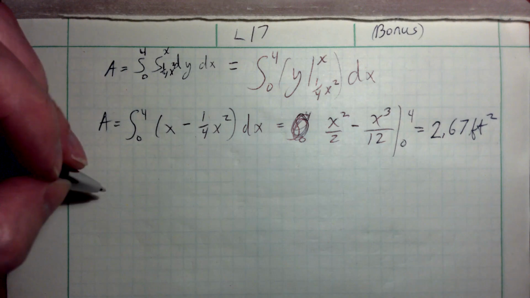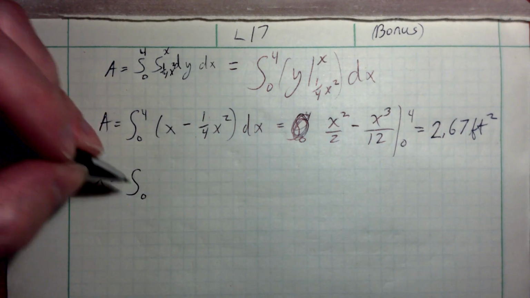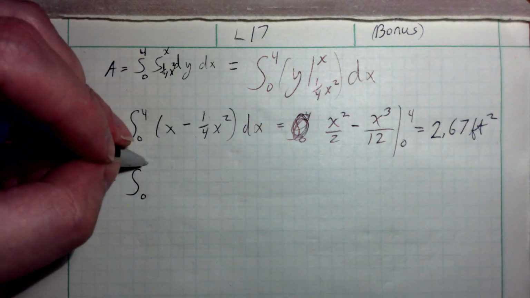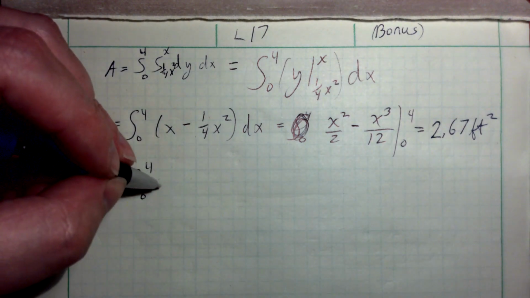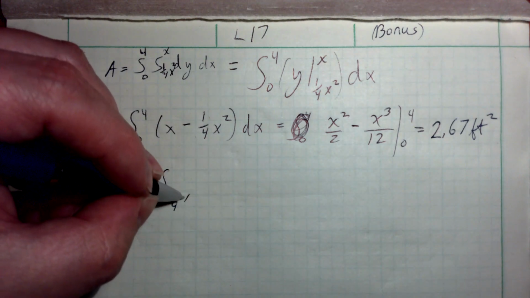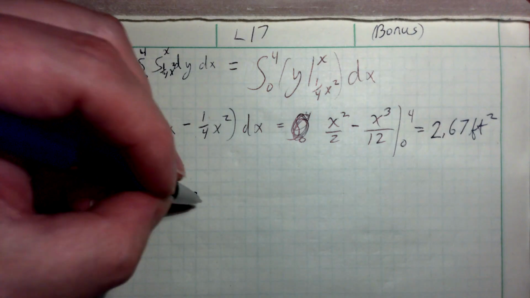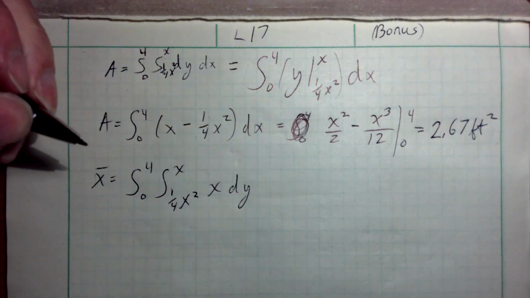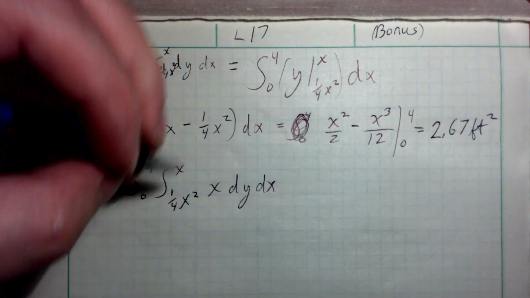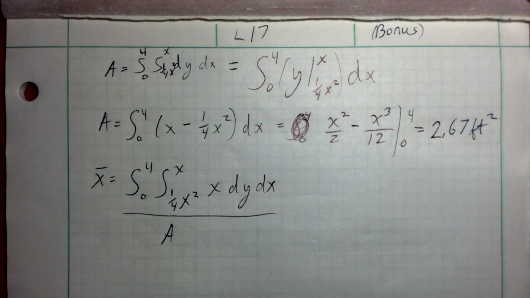All right, so remember, x bar then is going to be the integral with the same limits as what you saw in the area, 0 to 4, my x limits. The y limits are going to go between the two y functions, from 1/4 x squared up to x. I'm going to integrate x first with respect to y and then with respect to x, and I'm going to divide that by this area. I'm just going to write a so I don't have to write 2.67 feet squared every single time. You can write it every time if you want. I'm going to save a few characters.